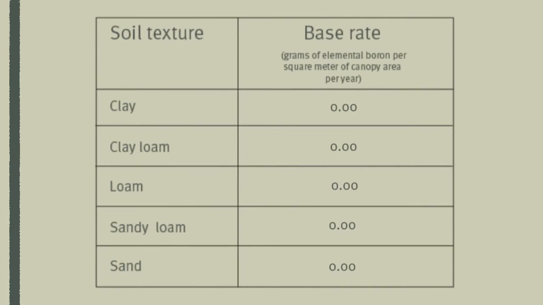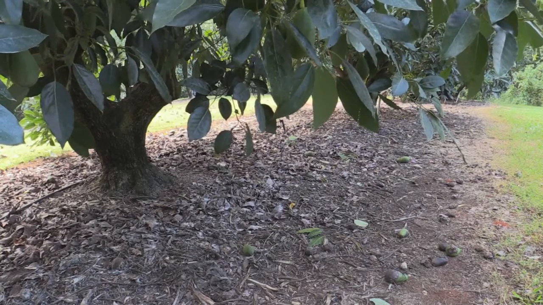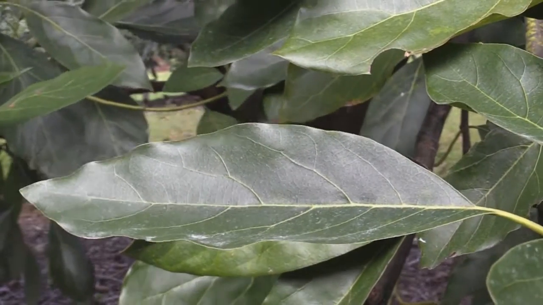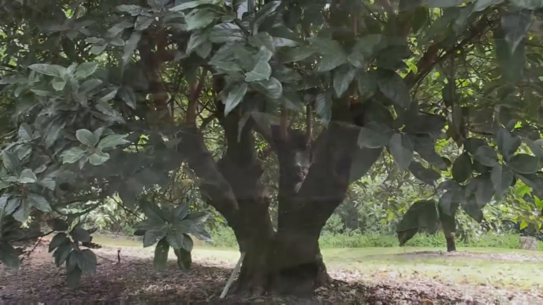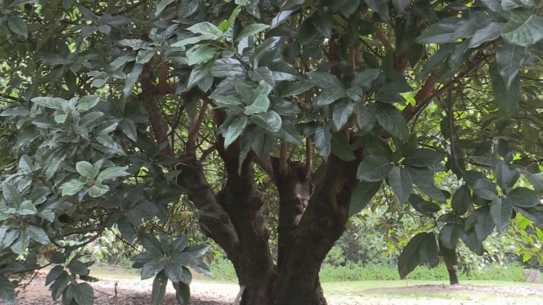Once you have identified your soil texture, look up the appropriate boron base rate on the worksheet. Refine the base rate using recent leaf and soil analysis results. And again, use the worksheet to calculate the correct amount of boron fertiliser you will need to apply annually.